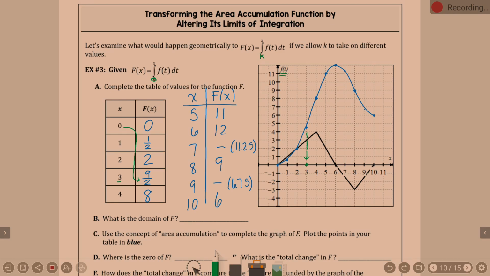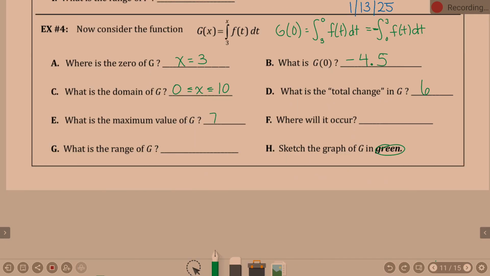It was 12 on the previous problem, right? But now we've got to lower it by 4.5, and 12 minus 4.5 is 7.5. If we can do our basic math today, right? Where will it occur? x equals 6. Same place the previous max occurred, right? The last max occurred at 6. This one will occur at 6.